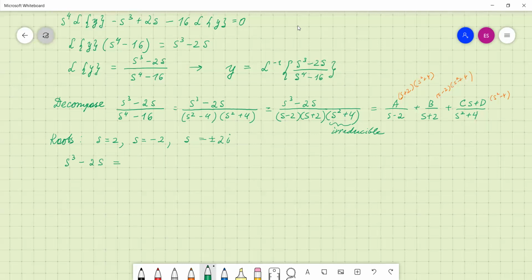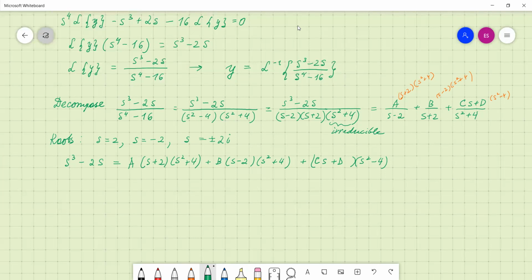On the right side, after I bring everything to common denominator, I can drop both denominators because they are the same denominator here for s cubed minus 2s and the same denominator for this expression. And write it down as a. I'm not going to open parentheses, I'm just going to copy everything. So it's going to be a(s plus 2)(s squared plus 4), plus b(s minus 2)(s squared plus 4), and plus (cs plus d)(s squared minus 4). Again, s squared minus 4 is a product of s minus 2 and s plus 2, right?